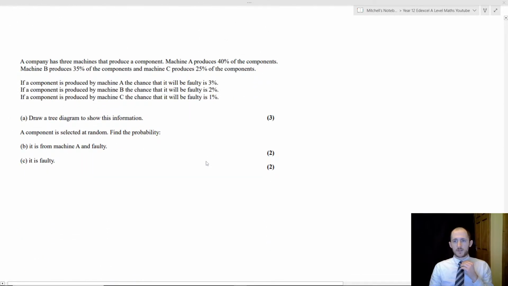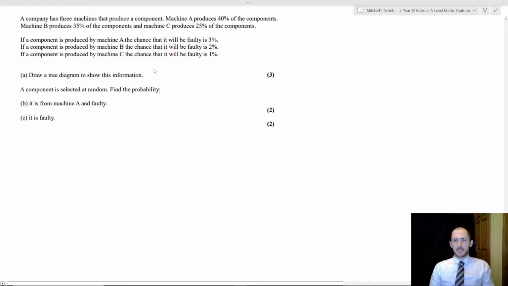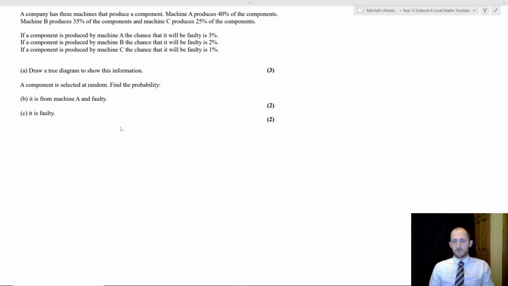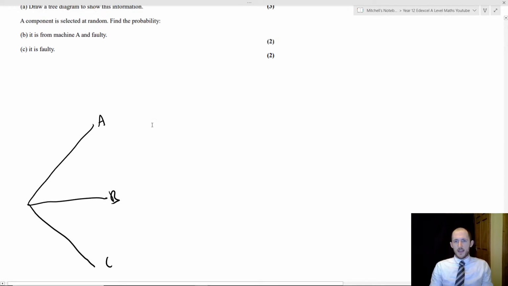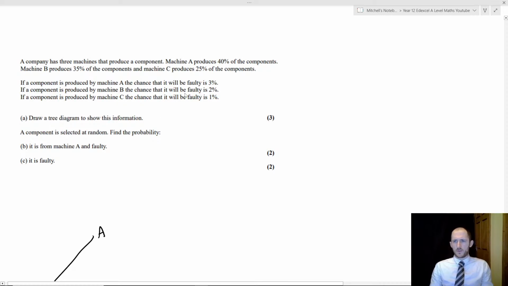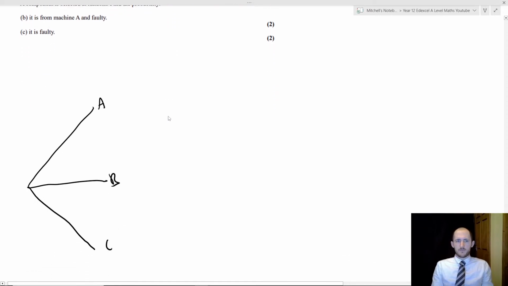Okay, and for the last question today, we're going to be doing this. There are three machines, and if it's produced by A, that's faulty. We need to draw a tree diagram. The first thing is which machine it goes to, right? So it can go to machine A, machine B, or machine C, and then for all of them it should be faulty and not faulty. So I'm going to put faulty and either NF for not faulty, or you can use F prime if you want to use the fancy probability notation.